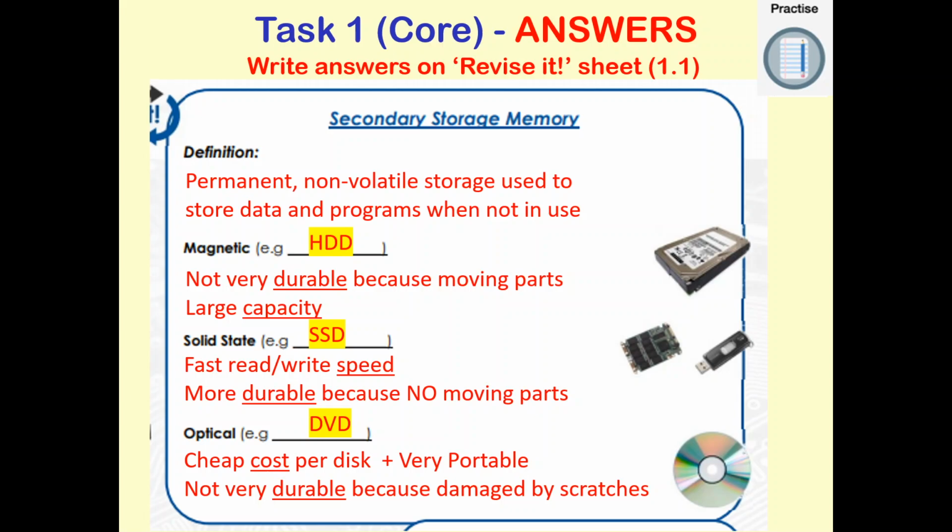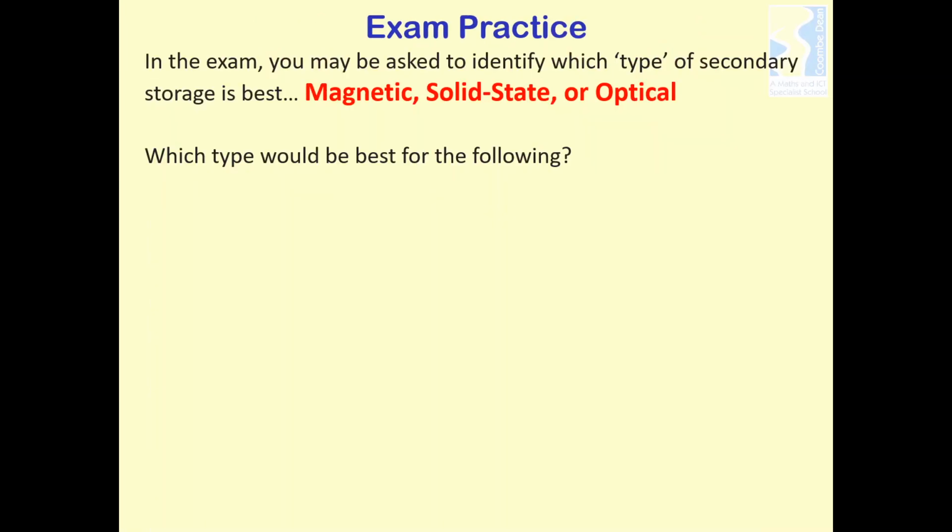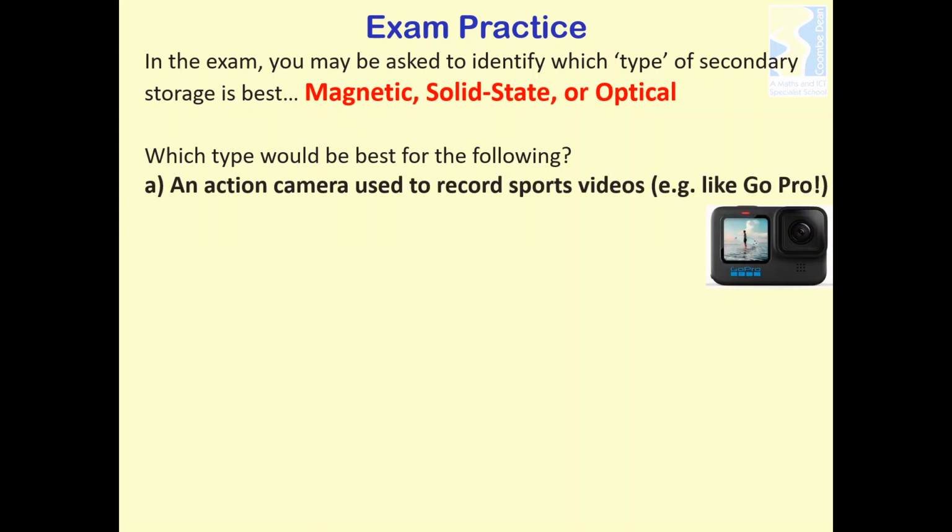Okay, finally, in the exam, you may be asked to identify which type of secondary storage is best. You may be asked to identify if it's magnetic, solid state, or optical, for example. So have a look at this example question here. Which type will be better? An action camera used to record sports videos, like a GoPro basically. This has been a past exam question. Which would be better, magnetic, solid state, or optical?